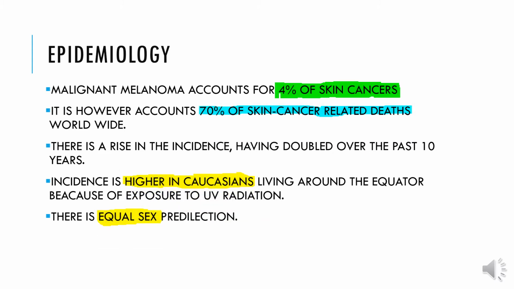So important points in this slide are that it accounts for 4% of skin cancers. That's quite a low percent, but however it accounts for the largest percent of skin cancer-related deaths, making it a highly deadly skin cancer. And then it's higher in Caucasians compared to Negroes, and not just in Caucasians, those living around the equator because of exposure to ultraviolet radiation. And then there's equal sex predilection.